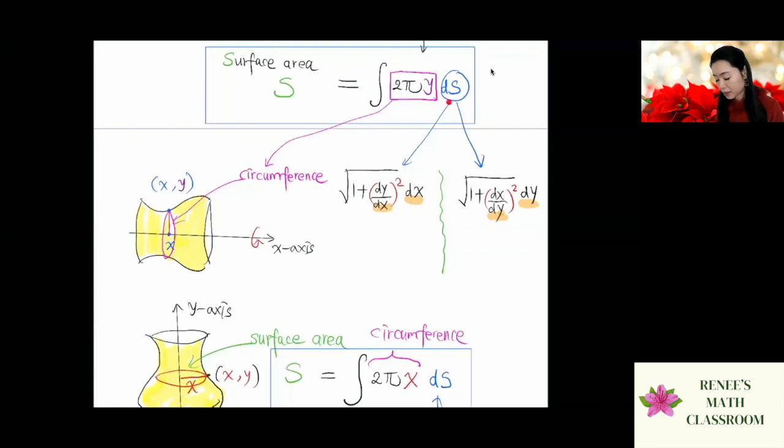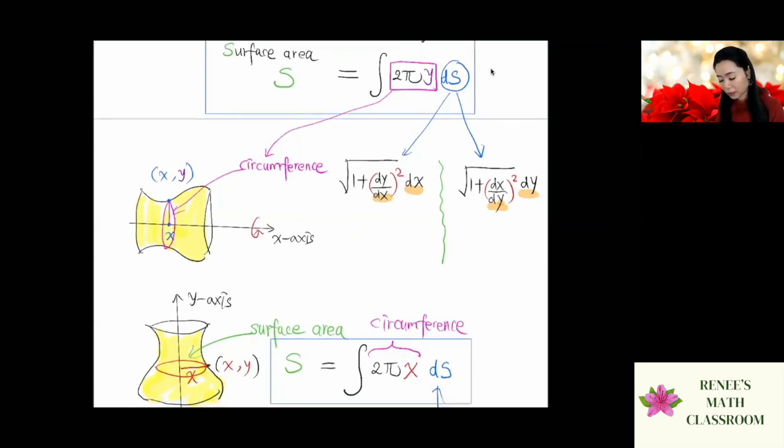So for the ds here, you have two different ways to represent that, either this way or this way. It depends on the equation of x and y. Sometimes dy/dx is easy to find, sometimes dx/dy is easy to find, and then you can decide which one to use. And sometimes you can use both. Okay, now this is when the curve is revolved about the x-axis.